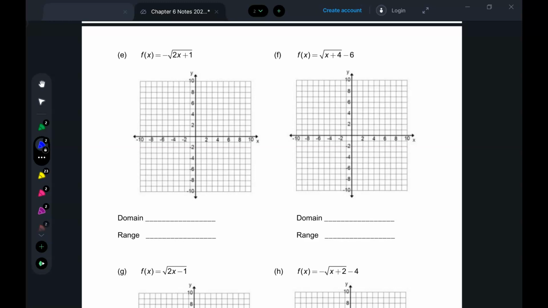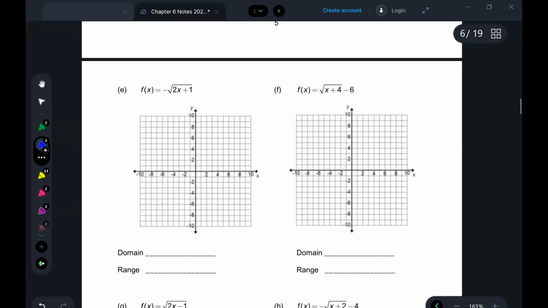So your range is whatever's on the outside? Yeah, that's going to be your range. And then domain is whatever's on the inside? Yeah. Okay, this one gets a little more complicated because what's the radicand? 2x plus 1. Okay, let's look at the domain first because that's going to give us our starting point. So I'm going to have 2x greater than or equal to -1. So x is greater than or equal to -1/2.